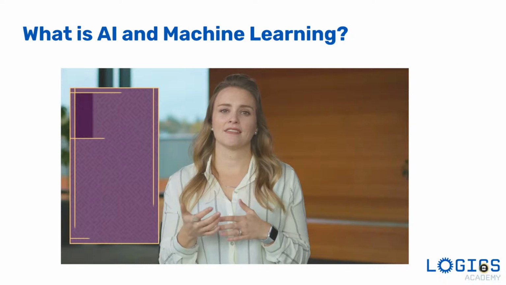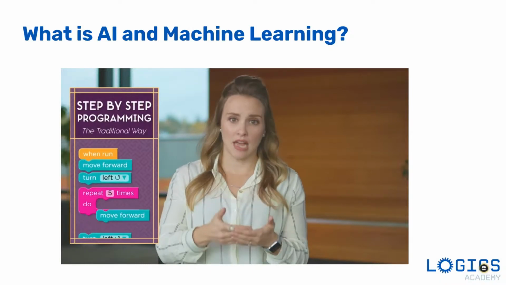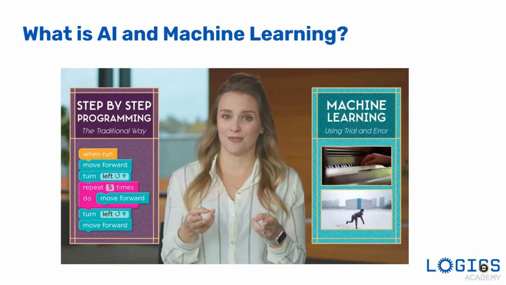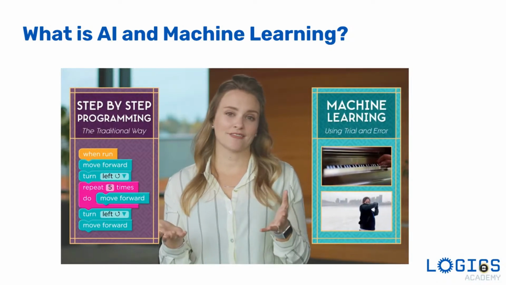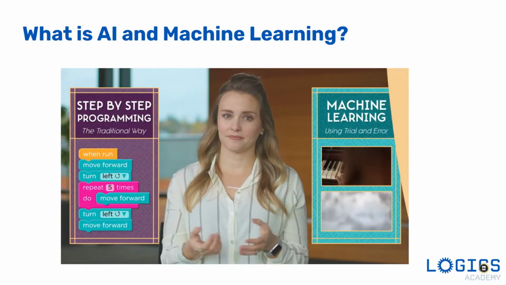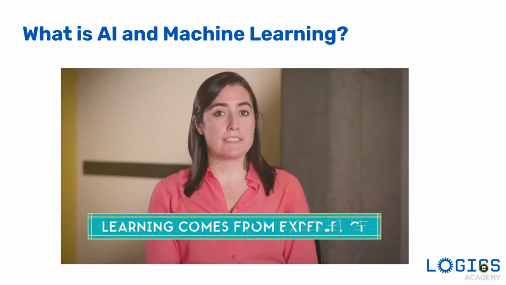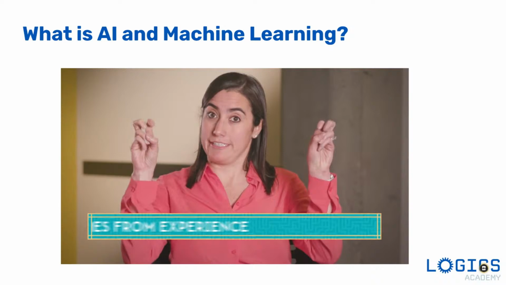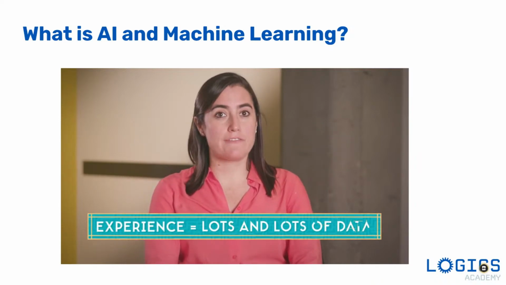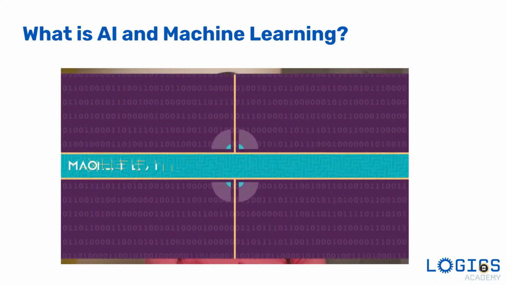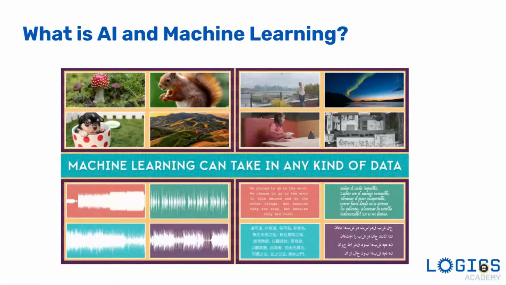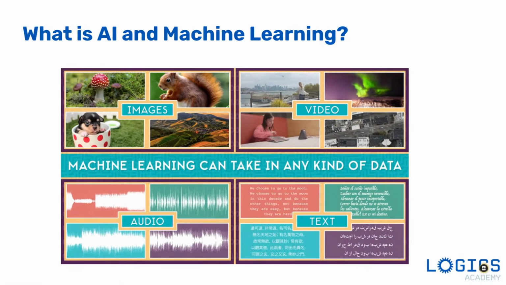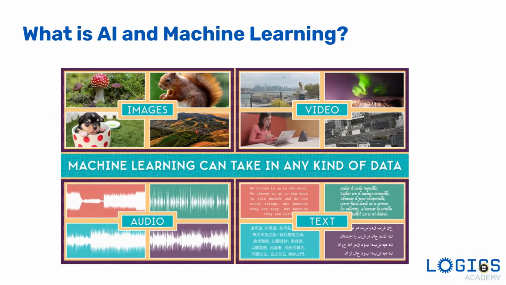With machine learning, instead of programming a computer step by step, you can program a computer to learn just like you learn, through trial and error and lots of practice. Learning comes from experience, and that's true for machine learning too. In this case, experience means lots and lots of data. Machine learning can take in any kind of data, images, video, audio, or text, and begin to recognize patterns in that data.